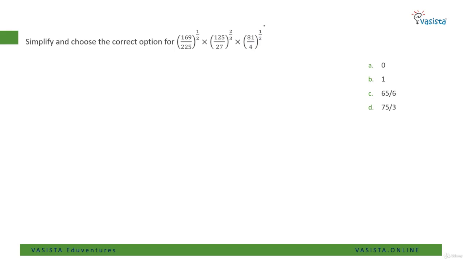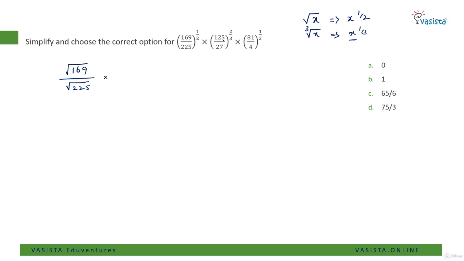See, the square root of x we can represent as x to the power of 1/2, right? Cube root of x, we can represent as x to the power of 1/3. I'll use this. Now 169 I can rewrite as the square root of 169 divided by the square root of 225.